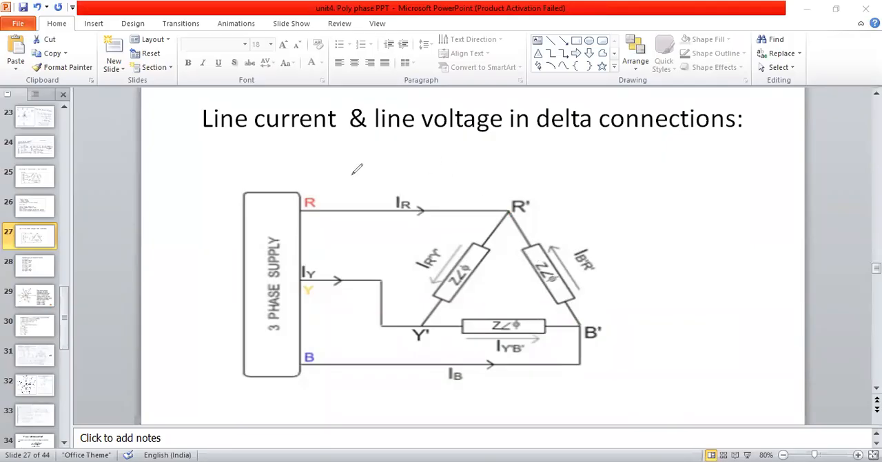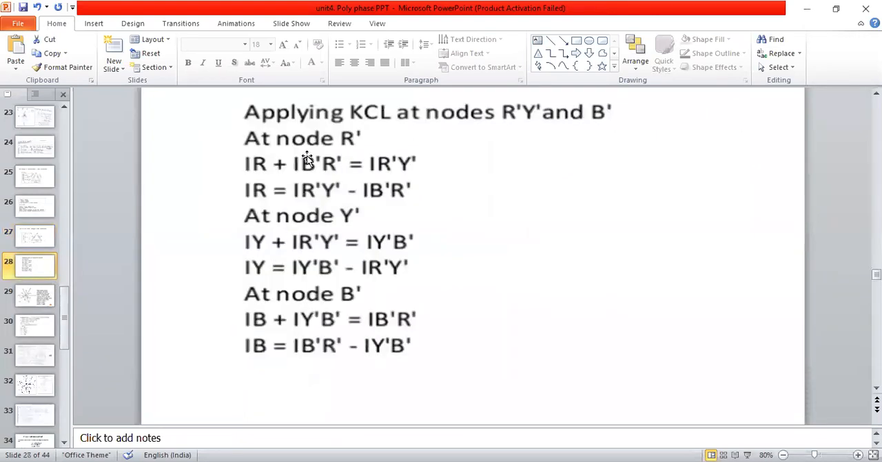In the star connection, we applied Kirchhoff's voltage law for the voltage calculation. Here we are applying Kirchhoff's current law for the current. In the star connection, we also applied it, but the current is the same, IL equal to I phase, so that was not a problem. Is it clear?